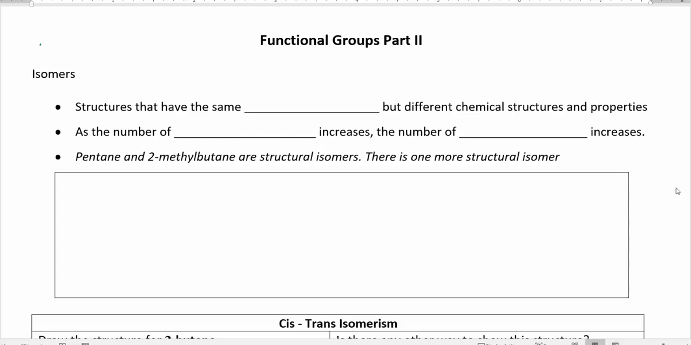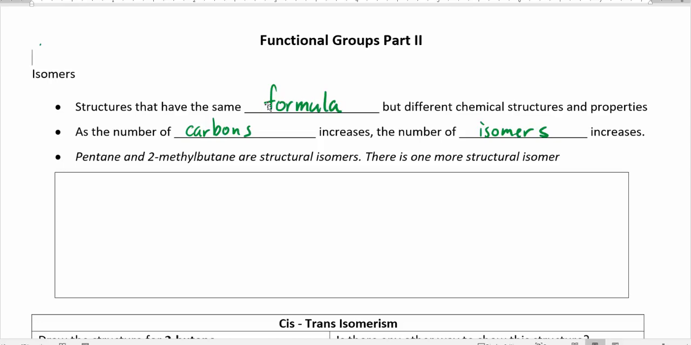And we're talking about isomers, and we've already talked a little bit about different structural isomers, and we know that there are structures that have the same formula but different chemical structures and then therefore different chemical properties. So as the number of carbons in the carbon chain increases, the number of isomers increases as well. And there can be quite a few for our longer carbon chains.